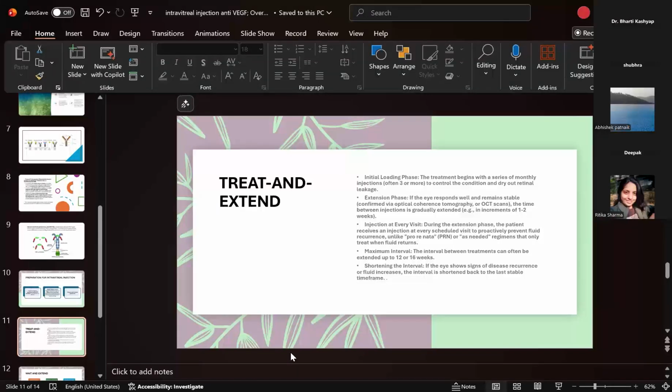Treat and extend is a protocol-based regimen to follow for anti-VEGF. Here you give the initial 3 monthly loading doses. Then comes the extension phase. Once the 3rd month is completed, you will call the patient after 6 weeks. So you have extended the gap from 4 weeks to 6 weeks.